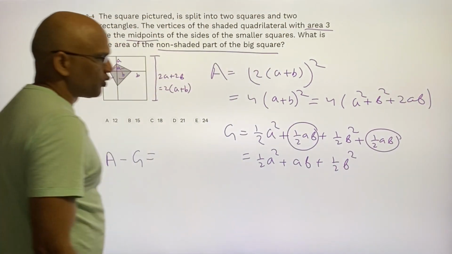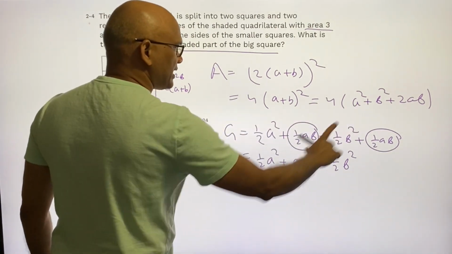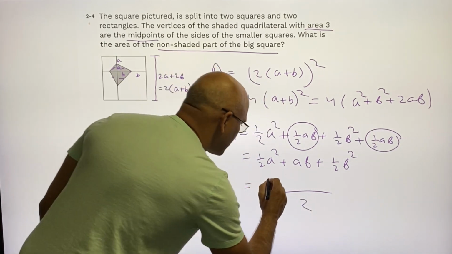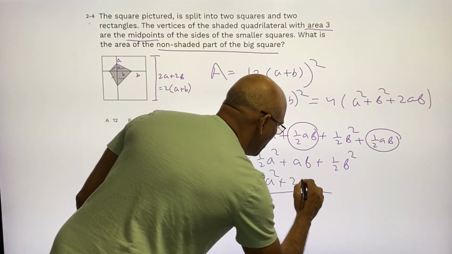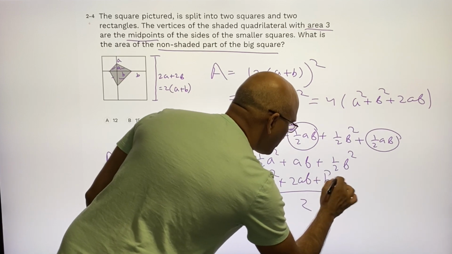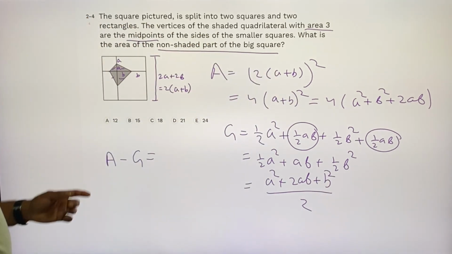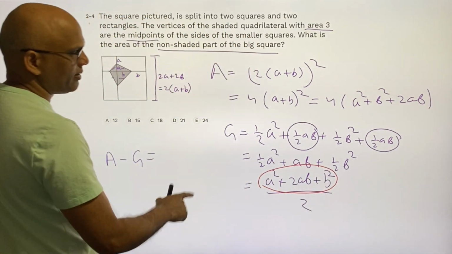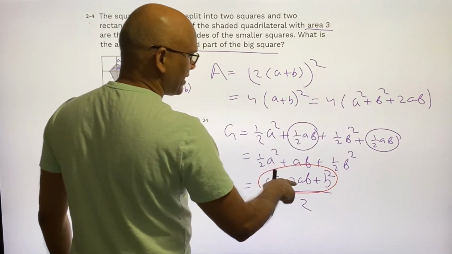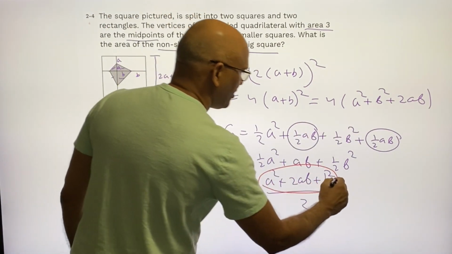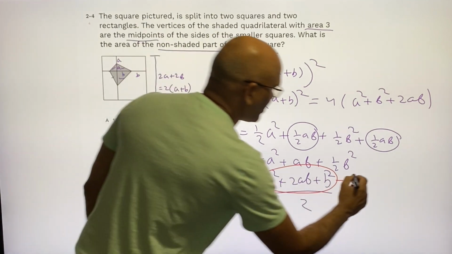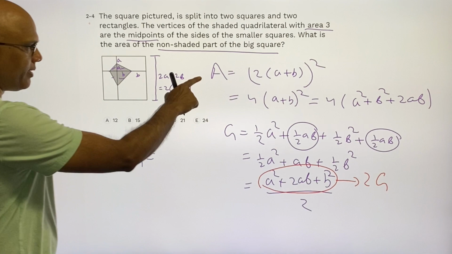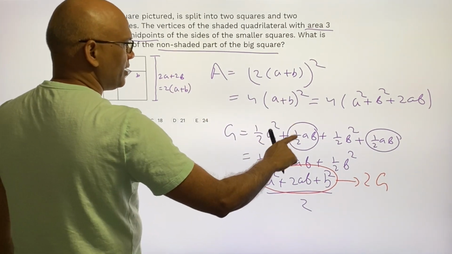There is a plus b square, and I can see some similarity here, so let me simplify this also. So this is a square plus 2ab plus b square. Okay, now this part, that is what I want. I can see that this is same as this, so this is basically going to be 2 times g, 2 times g, right?